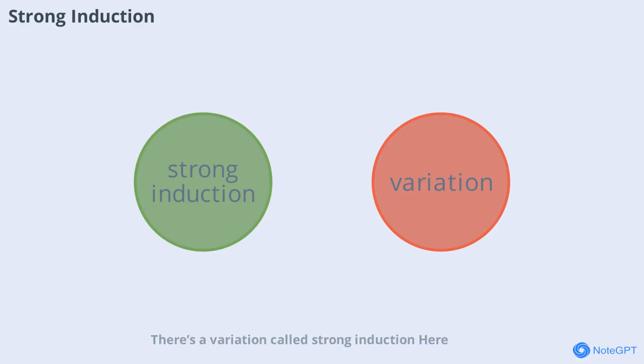There's a variation called strong induction. Here, instead of assuming the statement is true for just one previous number, we assume it's true for all numbers up to k. This broader assumption can be helpful for more complex proofs, especially when the next case depends on several previous cases, not just the immediate one.